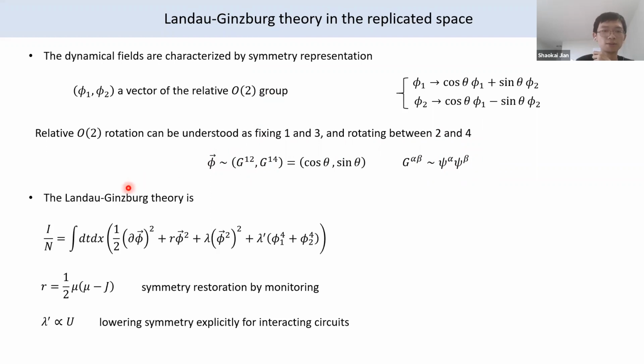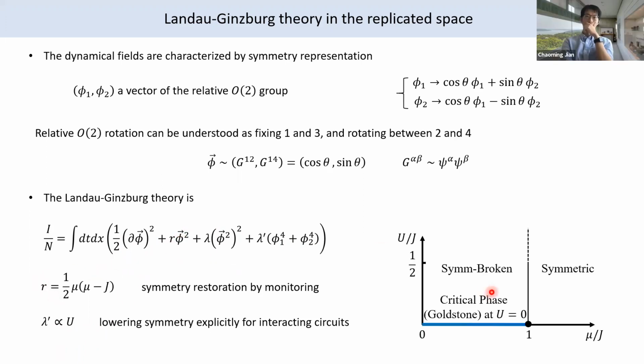Then we write down the Landau-Ginzburg theory, which is nothing but a Z4 clock model. The first 3 terms have O(2) symmetry, and the last term lowers this O(2) down to C4. The last term is actually proportional to the interaction, because we know interaction lowers the symmetry. And another thing is the mass term.